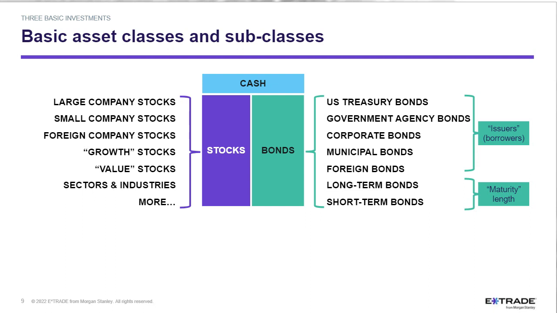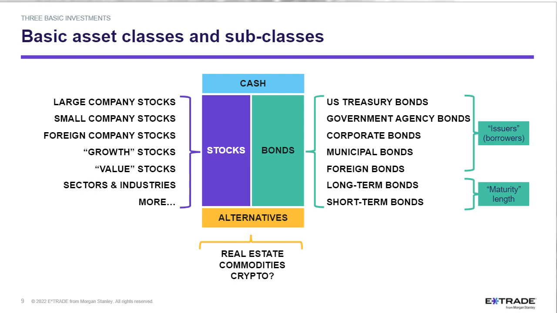And now I want to clarify, in a way I fibbed a little bit, because there really is another category of asset class, and that's called alternative asset classes. So for instance, investments in real estate, investments in commodities, or crypto, for example, would be categorized as what we would call alternative investments.